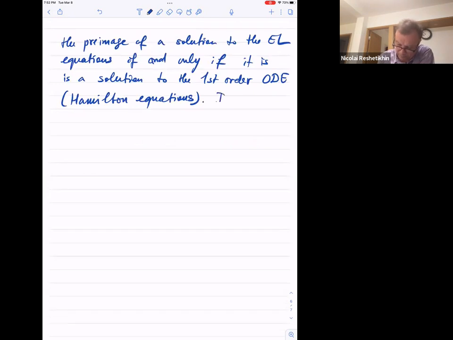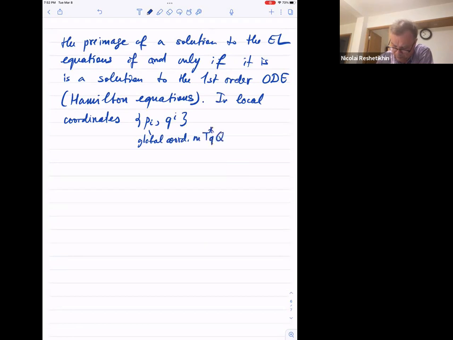And in local coordinates, Pi, Qi. So we choose local coordinates Qi and then Pi, these are global coordinates on T star Q in the basis dqi. I will still call them local coordinates because they're induced by local coordinates on Q.